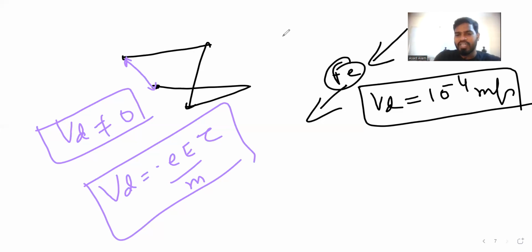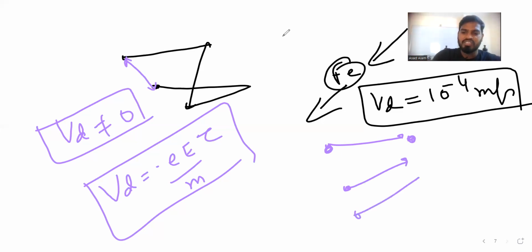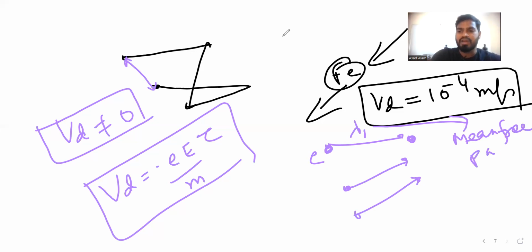Let's consider one electron, going from here to here. Another second electron is coming from here to here. Another electron is coming from here to here, in random directions. I'm just taking this so that it will be easy. So it covers some path, right? Let's take that path as lambda, the mean free path, or we can say free path.